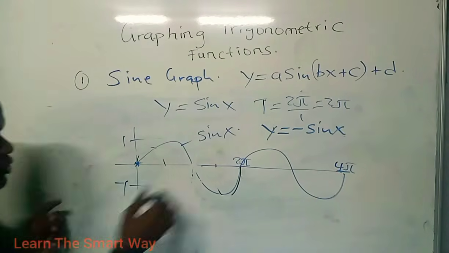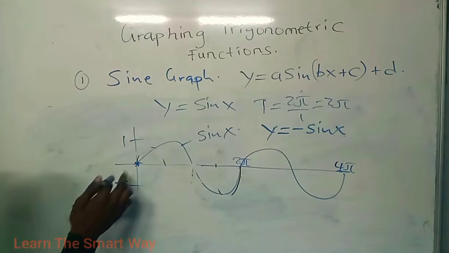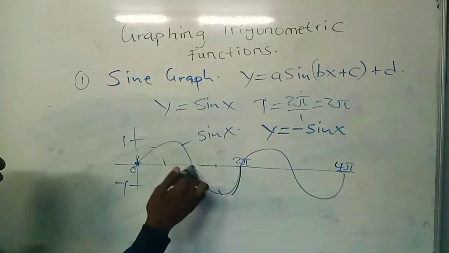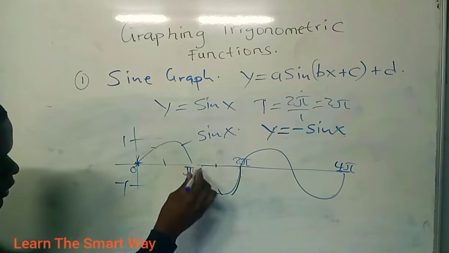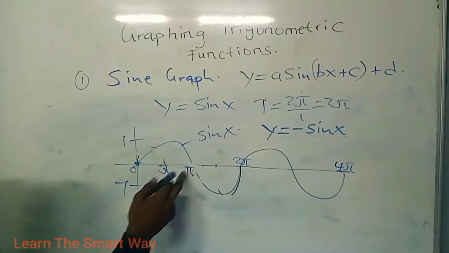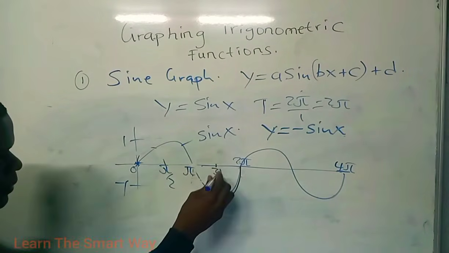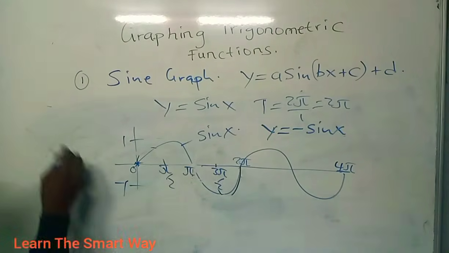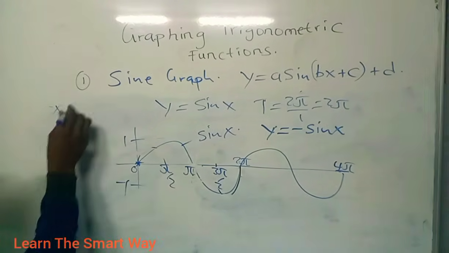So remember, if you had to come up with a table of values, this point is 0. So what is 2 pi? If you divide 2 pi by 2, you have a pi there. Divide pi by 2, you have pi over 2. Add pi over 2 to pi, it will be 3 pi over 2. Okay. So if you are to come up with a table of values, x, you have 0, 0.